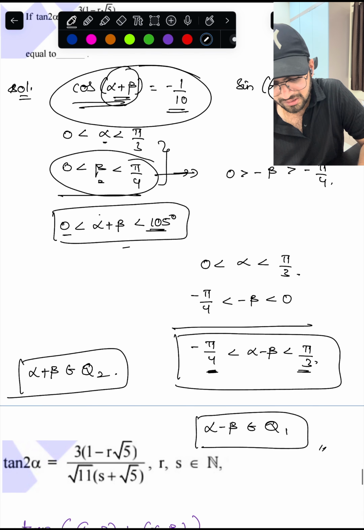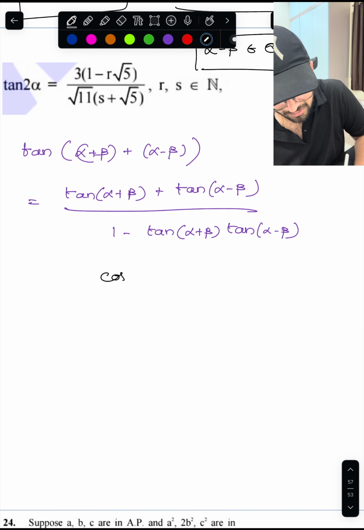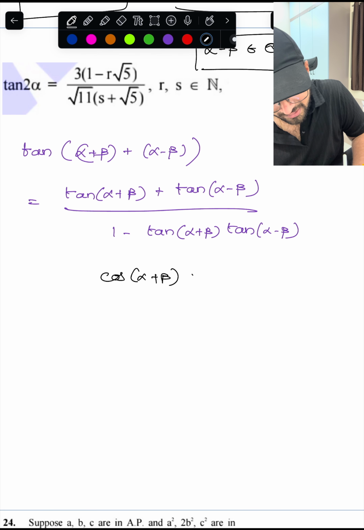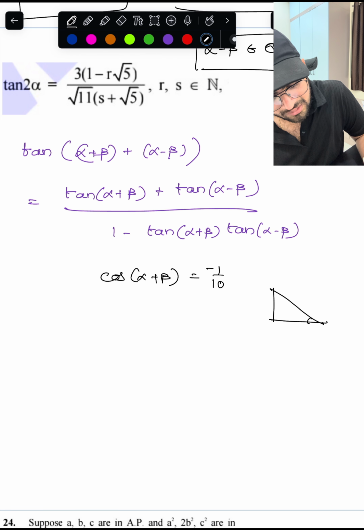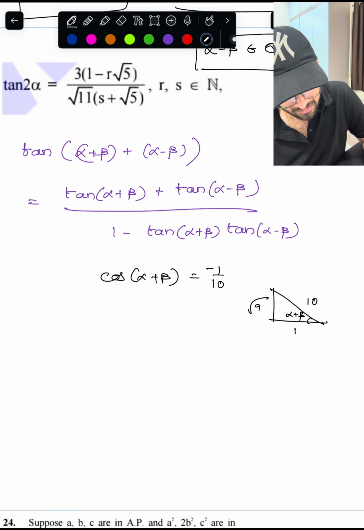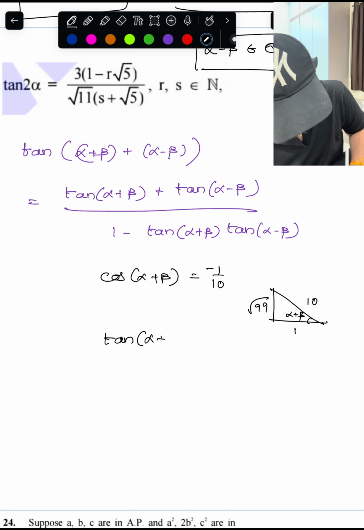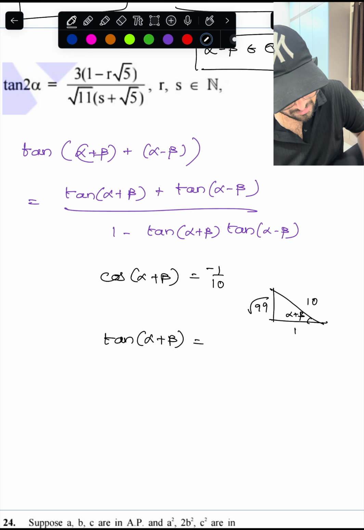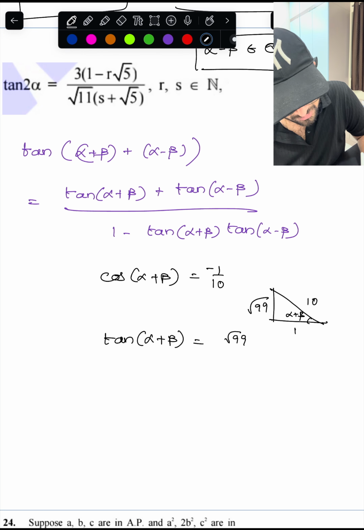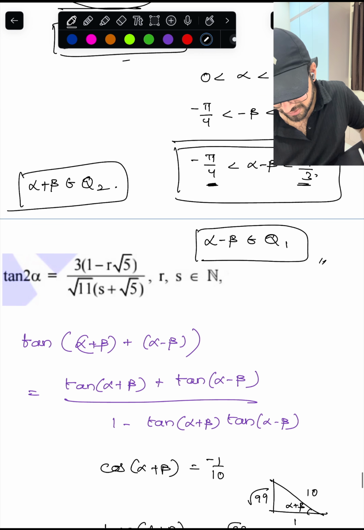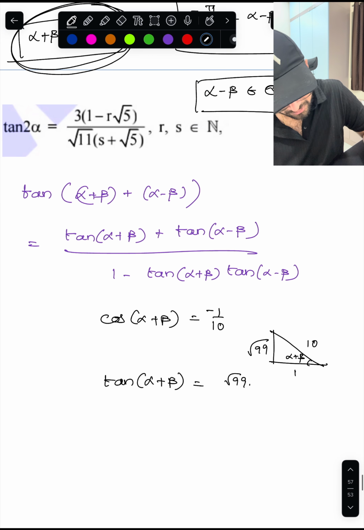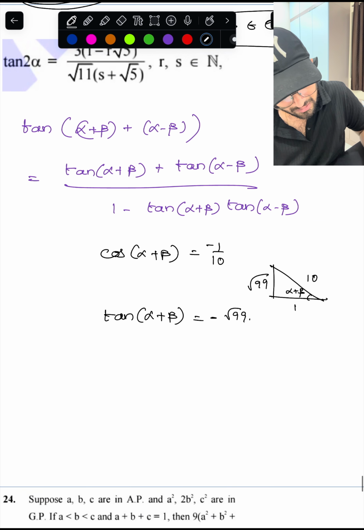So let's evaluate tan of alpha plus beta and tan of alpha minus beta. As we have cos of alpha plus beta is minus 1 by 10. So taking the sign apart, I am taking alpha plus beta. This is 1, this is 10. So this is root of 100 minus 1, root 99. So I can say tan of alpha plus beta is, in magnitude wise, root 99. But alpha plus beta belongs to second quadrant, right? So it should be minus root 99.